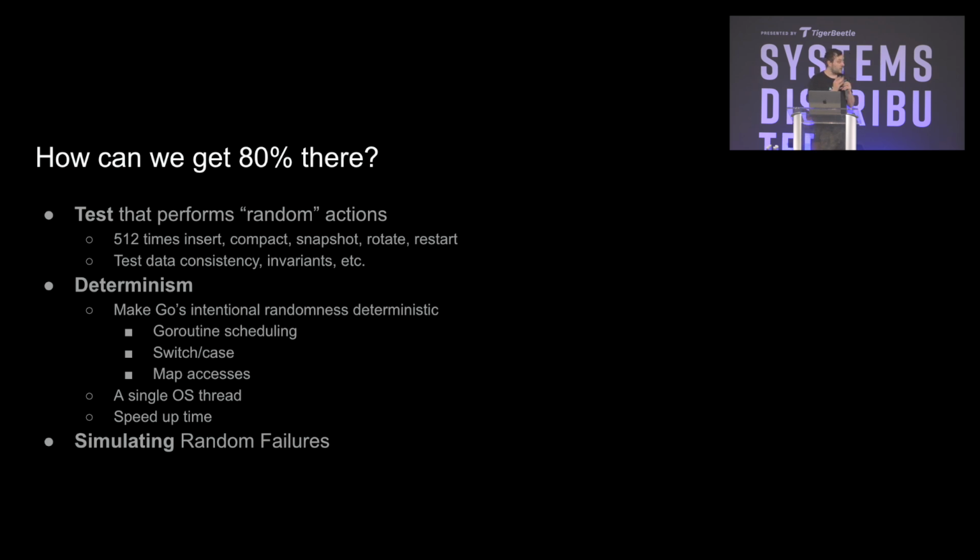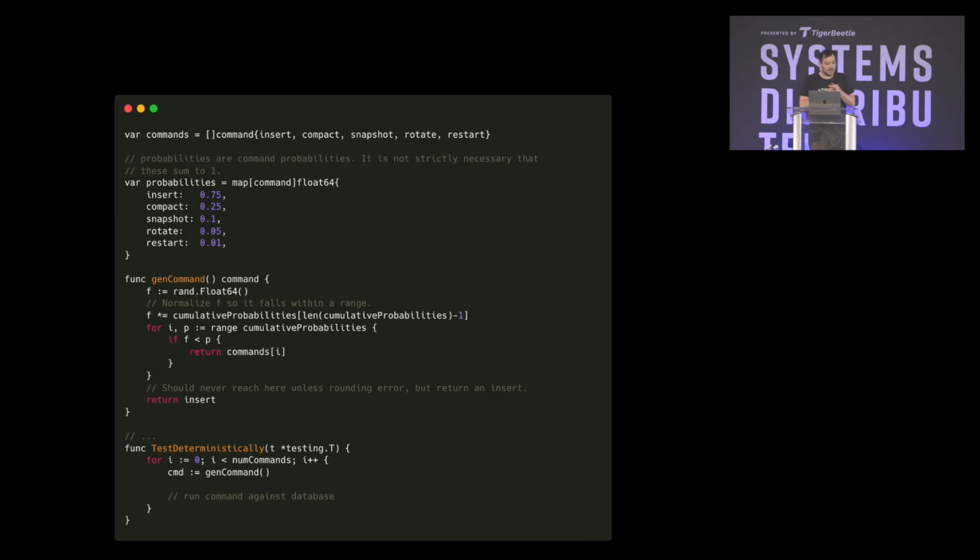The other thing that is really important is that you make your system deterministic. And Go makes a bunch of things intentionally non-deterministic: goroutine scheduling, select case statements, map iterations. Go works really hard so that you don't have only a single operating system thread. You want to be able to speed up time or slow down time, and ultimately you want to be able to simulate random failures.